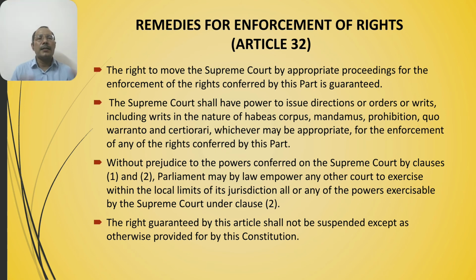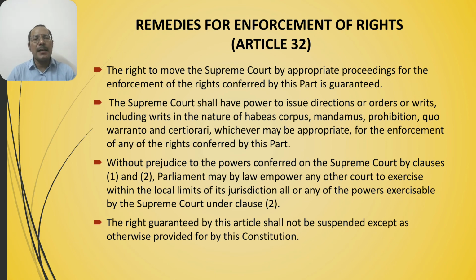Article 32. Article 32 of the Constitution gives the right to move the Supreme Court by appropriate proceedings for the enforcement of the rights conferred by this part is guaranteed. The Supreme Court shall have the power to issue directions or orders or writs, including writs in the nature of habeas corpus, mandamus, prohibition, quo warranto, and certiorari, whichever may be appropriate for the enforcement of any of the rights conferred by this part. Without prejudice to the powers conferred on the Supreme Court by Clause 1 and 2, Parliament may by law empower any other court to exercise within the local limits of its jurisdiction all or any of the powers exercisable by the Supreme Court under Clause 2.